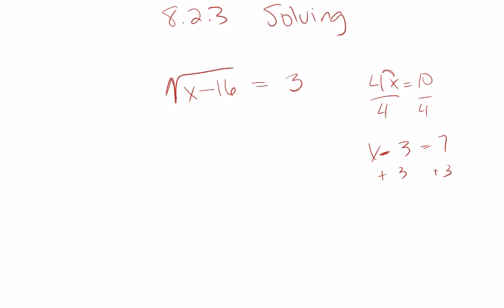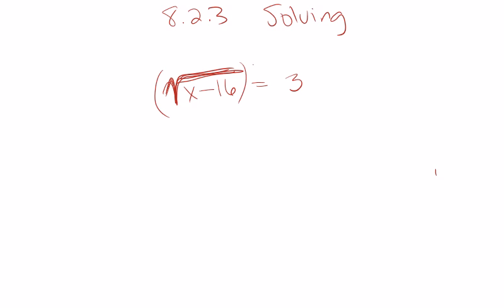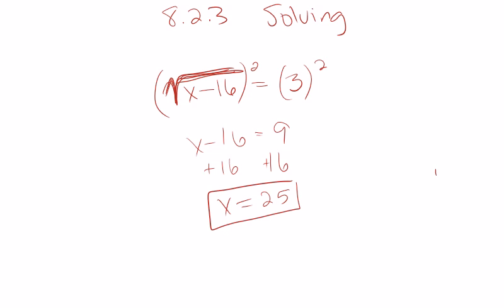So what is happening right here? It's taking the square root. What's the opposite of square rooting something? Who's got it? Okay, I hope you said squaring something. The opposite of square root is square. So I'm going to square this side. If I square this side, I've got to square this side. So square root and squared basically just cancel each other out. Equals 9, add 16, x equals 25. Okay, so you're just squaring it.